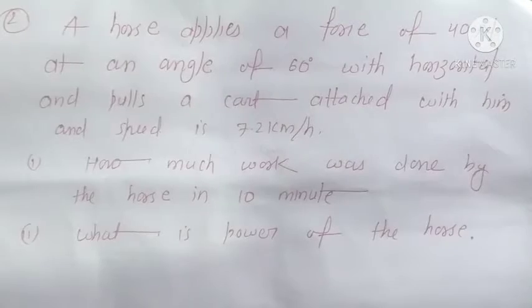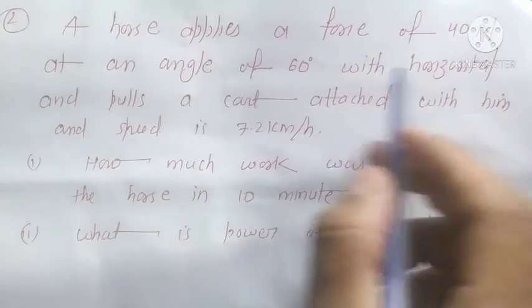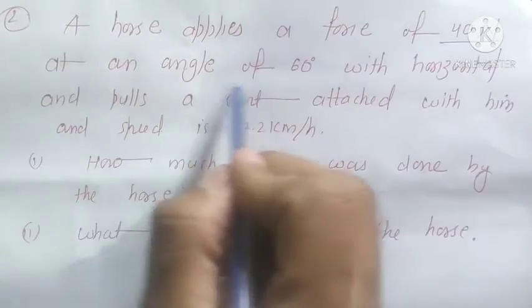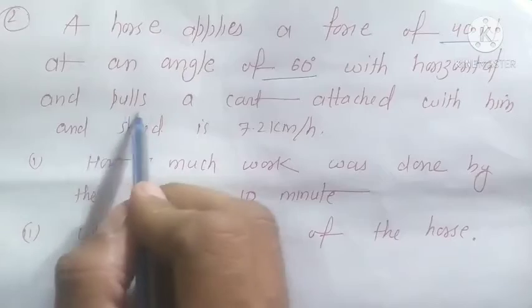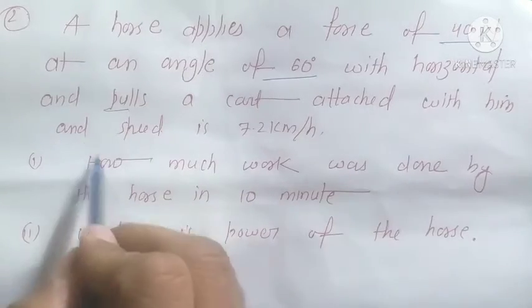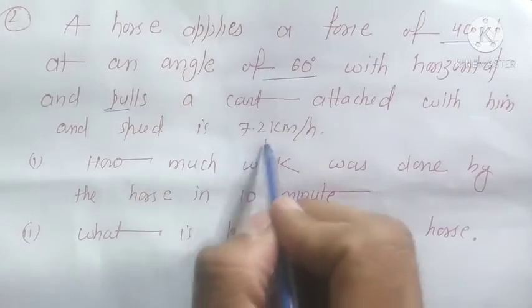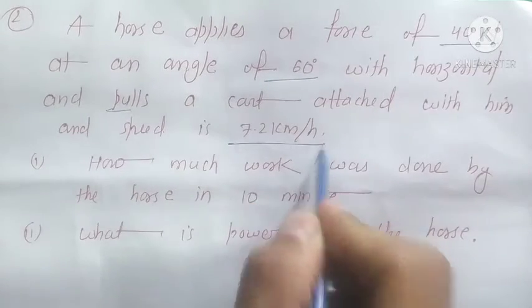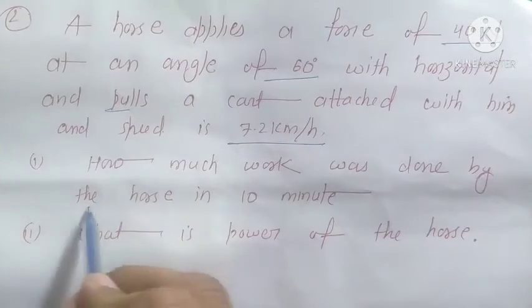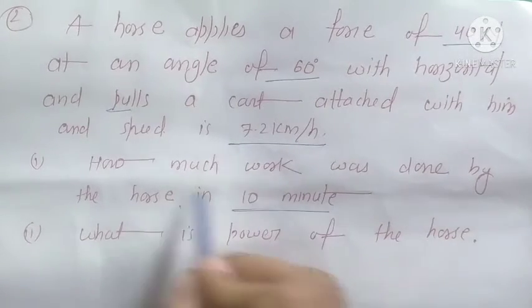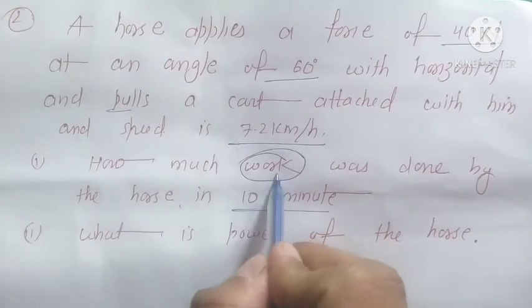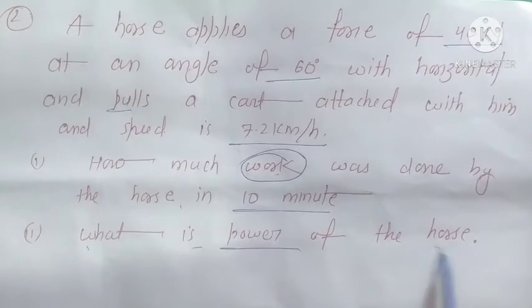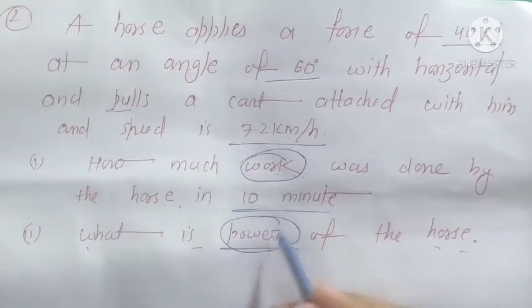In question number 2, a horse applies a force of 40 Newton at an angle of 60 degree with the horizontal and pulls a cart attached to it, and the speed of this cart is 7.2 km per hour. How much work was done by the horse in 10 minutes? And what is the power of this horse? We have to find work and power here.